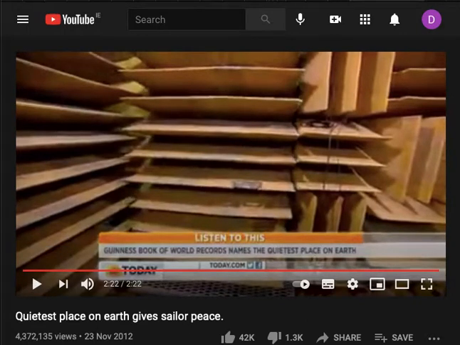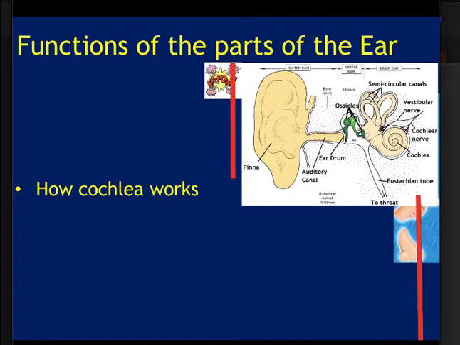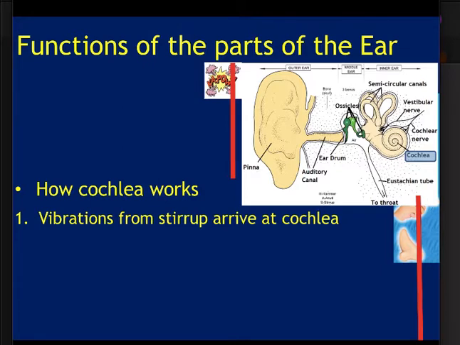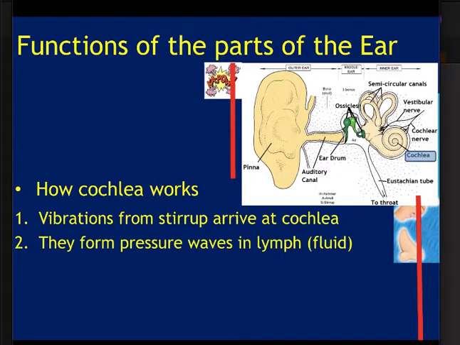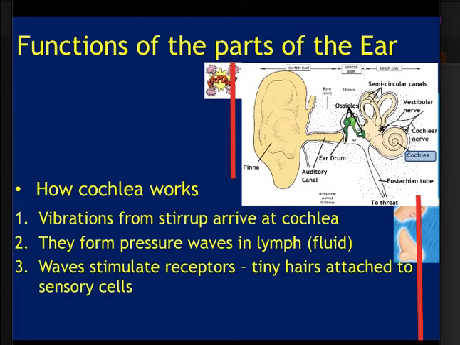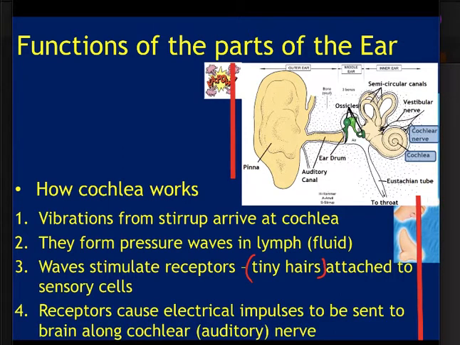Alrighty, so I think they're quite cool, those three things. So now just in terms of how our cochlea works, if you have to describe it, so again it's that snail part. The vibrations from the stirrup will arrive at your cochlea. They'll form pressure waves in the lymph, and the waves stimulate receptors, which are the tiny hairs, and these are attached to sensory cells, and these receptors will cause an electrical impulse to be sent to your brain along your cochlear nerve. So if you can think of it in terms of a process and see it in stages, then you will be fine.